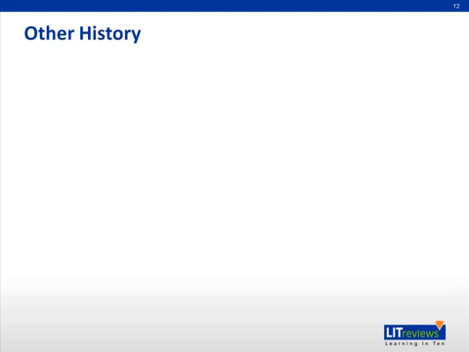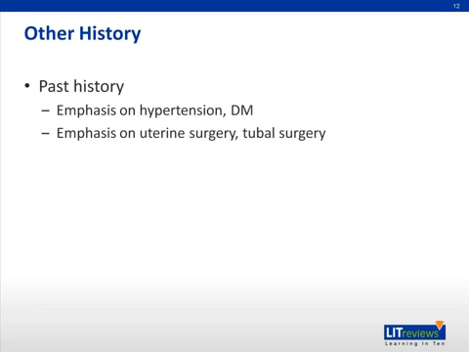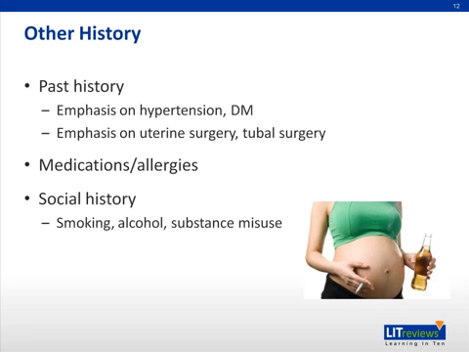After eliciting a detailed history about the presenting complaint, the present pregnancy, and the past obstetric history, we need to move on to the other history, like her past history. We need to know the past medical and surgical history, with particular emphasis on hypertension and diabetes, and if any previous uterine surgery or tubal surgeries. Also ask for any medications she is currently on, and if she has any drug allergies. And also the social history of smoking, alcohol or substance misuse. And the family history, in particular ask for diabetes, hypertension or preeclampsia in their family members.